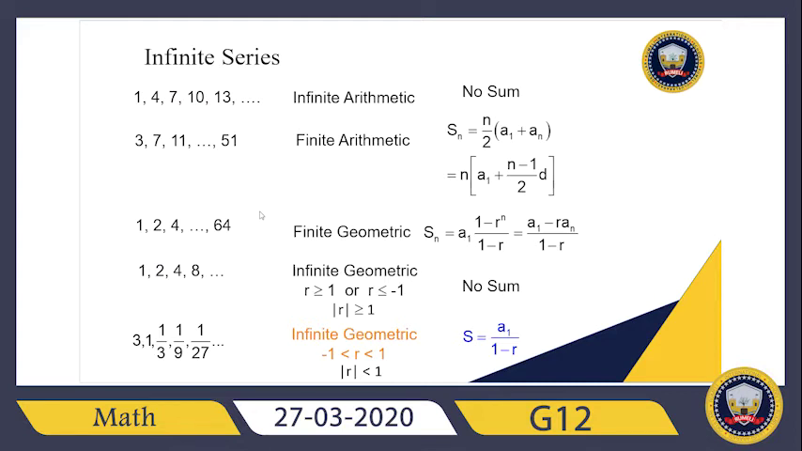Let's take a look at these infinite series. The first one is 1, 4, 7, 10, 13. We can notice that if you want to move from this term to this one, you have to add 3. Again, you have to add 3, which is d in this case. So this is an arithmetic sequence. But still I cannot find the last term, because in this case we have an infinite number of terms. So how do I find the sum of this while I have an infinite number of terms?